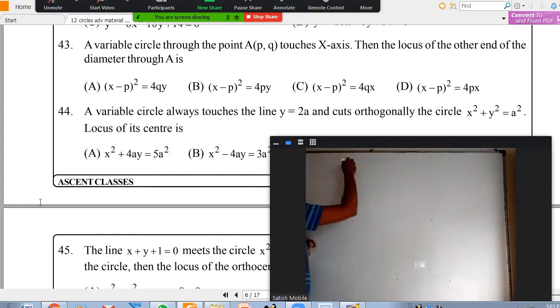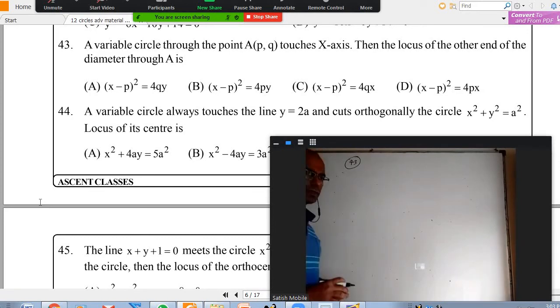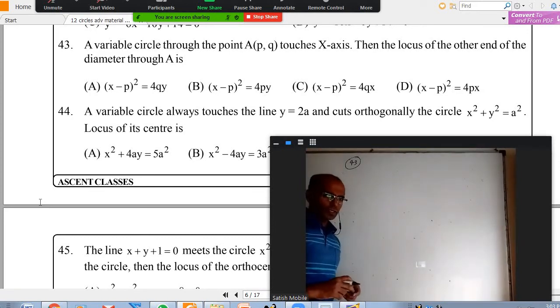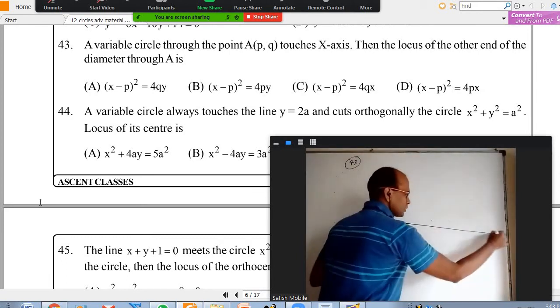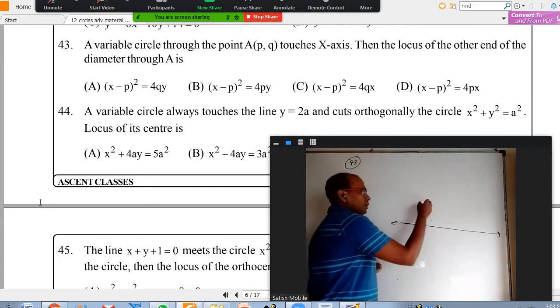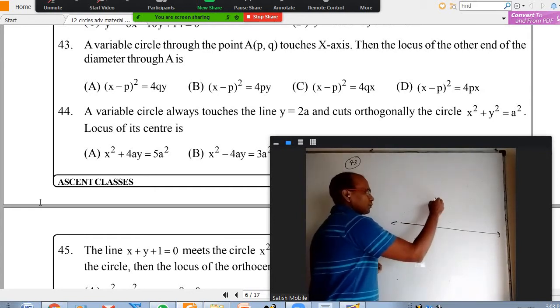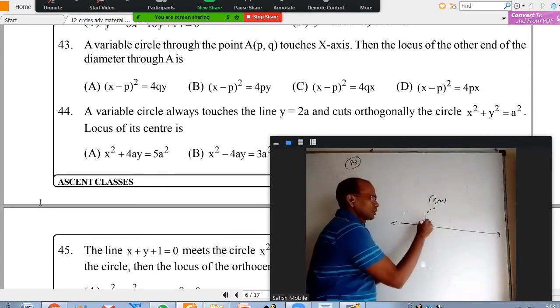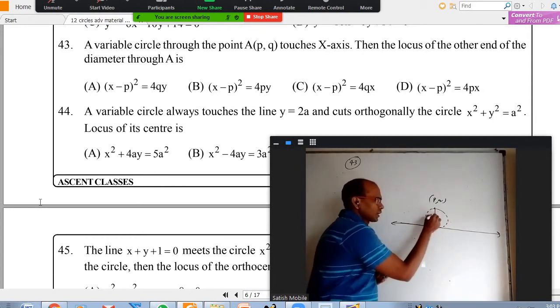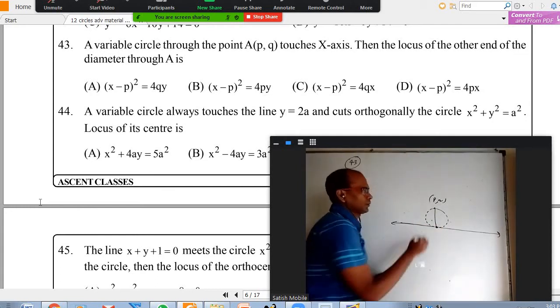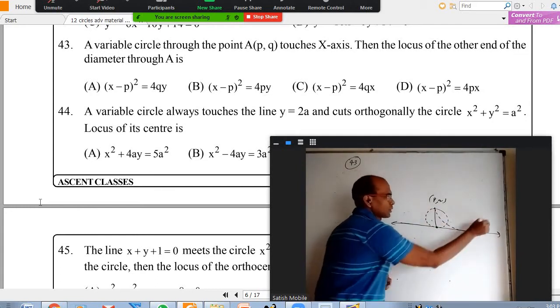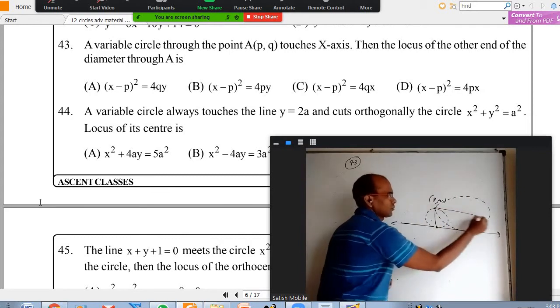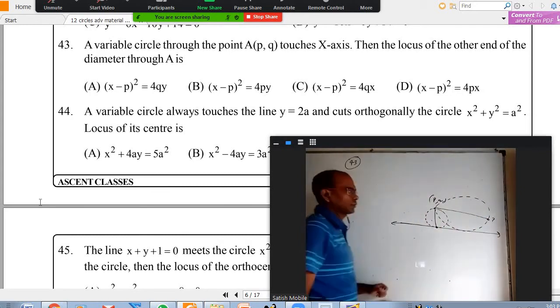Okay, 43. A variable circle through the point P, Q touches the x-axis. Find the locus of the other end of the diameter. Okay, fine. The question is, we have the x-axis and we have a point P, Q. Passing through this and touching this, there are a lot of circles. One circle is like this. There is one diameter through P, Q. It has one end point here. There is another circle through P, Q touching the x-axis, and it has one diameter. This is the other end of the diameter through P, Q.